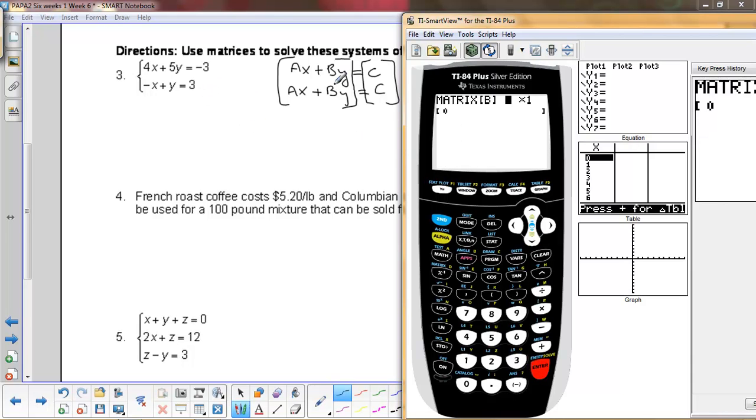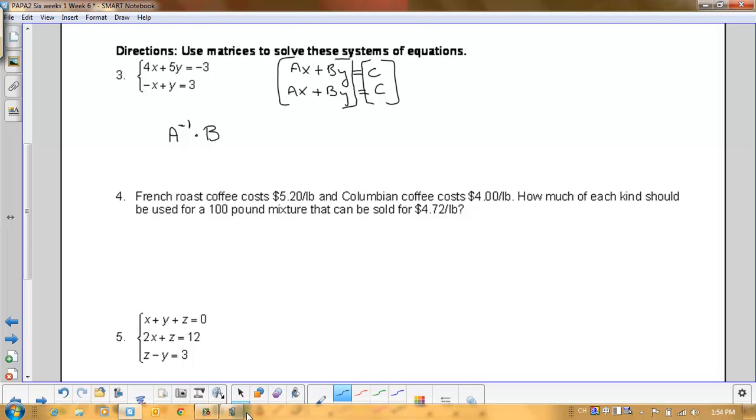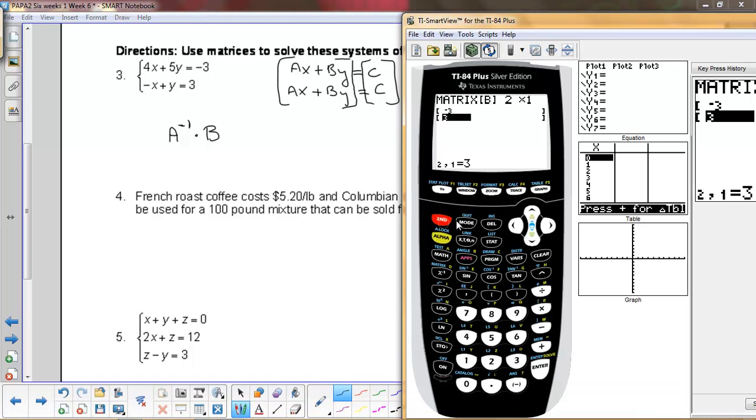Alright, matrix B is the 2 solutions, so that is a 2 by 1 matrix, and that is -3, enter, 3, enter. Alright, what you're going to do now is you're going to take the inverse of matrix A and you're going to multiply it by matrix B. So your calculator screen will look like this. Quit out of the matrix.